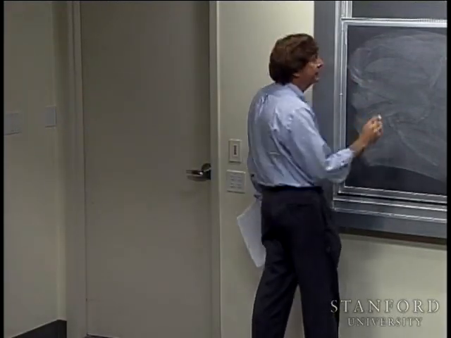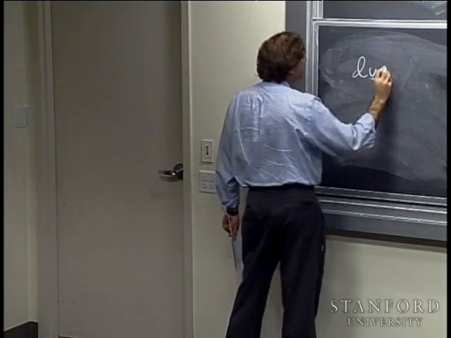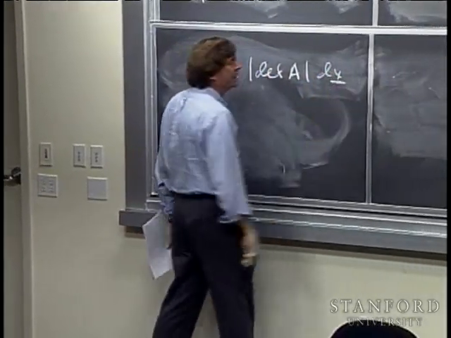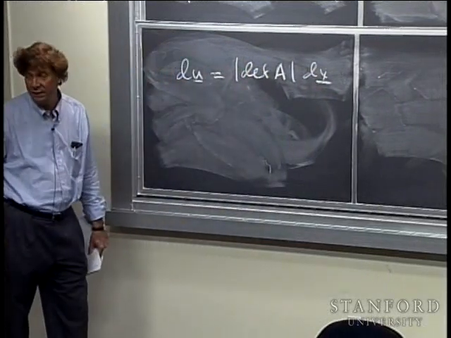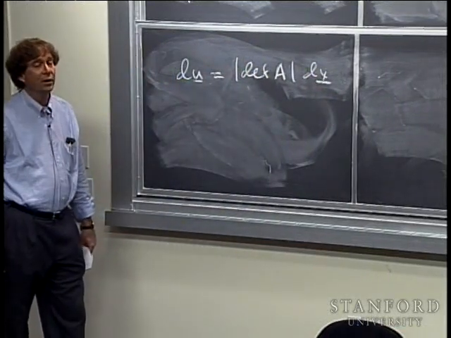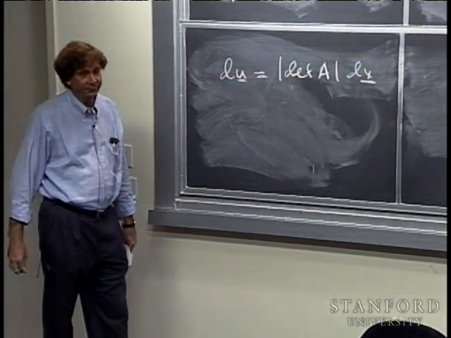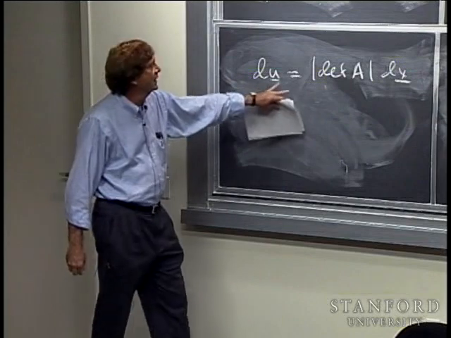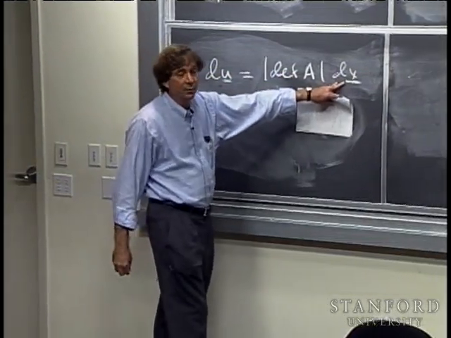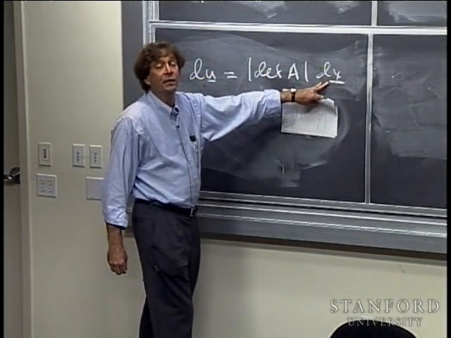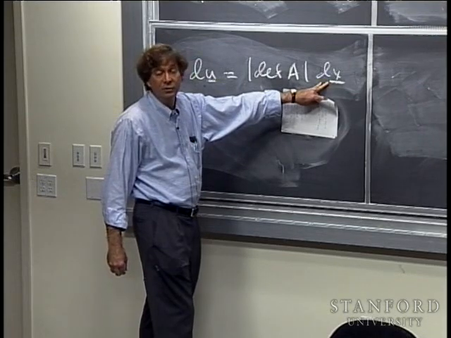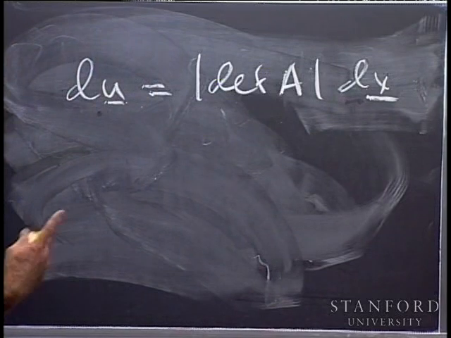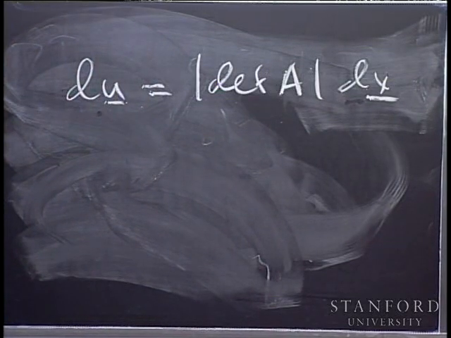What happens to the volume element is du becomes the absolute value of the determinant of A times dx. When you make a linear change of variables, the volume scales by the absolute value of the determinant. If you think of du as the volume element du1, du2, up to dun, and dx as the volume element in the x variable, dx1, dx2, and so on, then the volume scales by multiplication by the determinant of A. I wouldn't be surprised if you've seen that as a basic geometric fact about linear transformations. What do linear transformations do? They scale the volume by the determinant.